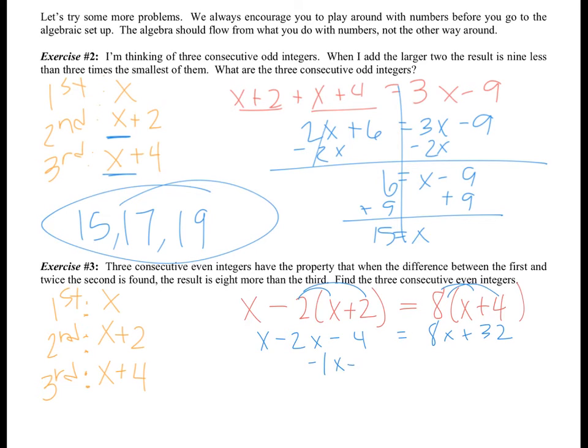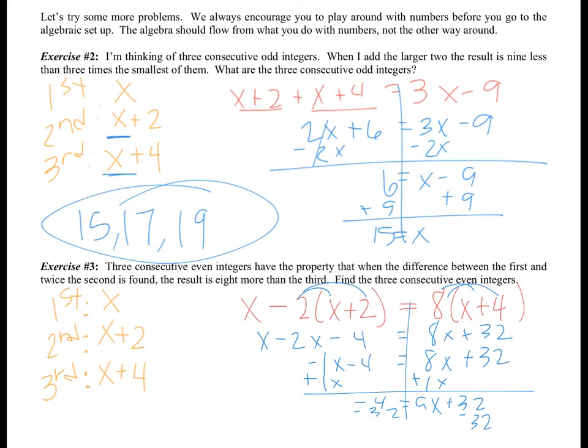So I have -1x minus 4 equals 8x plus 32. And we're going to add 1x to both sides. -4 equals 9x plus 32. Subtract 32. So now I have -36 equals 9x. Divide by 9, and x equals -4. So negative 4, negative 2, and 0 are our 3 consecutive integers.